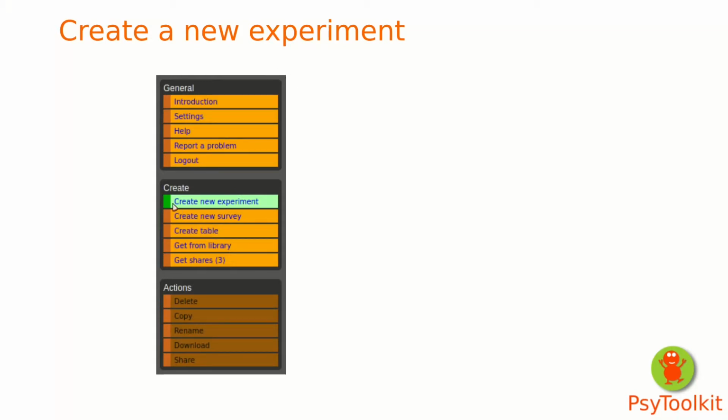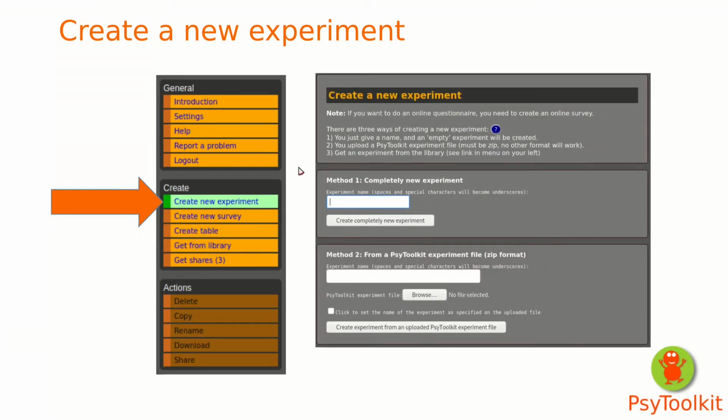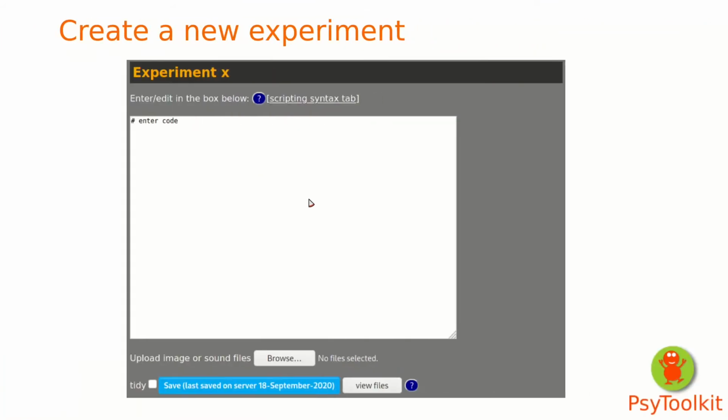You first click create a new experiment, and then you get a box where you can enter the name of the experiment. For example, let's enter X. Then in that box you can enter code, and you save it. You could in principle upload image or sound files for more complex experiments than some of the ones we show here.